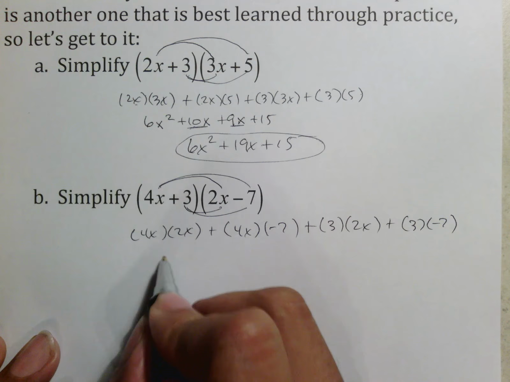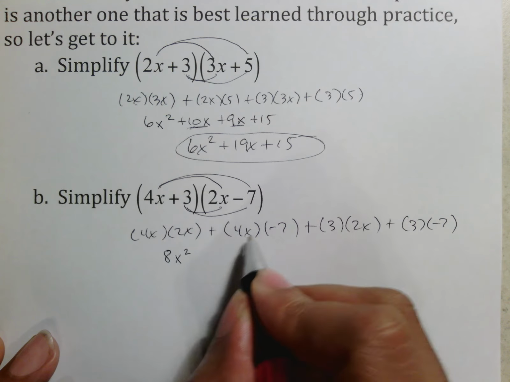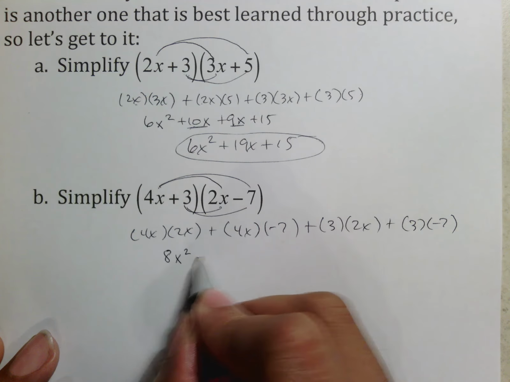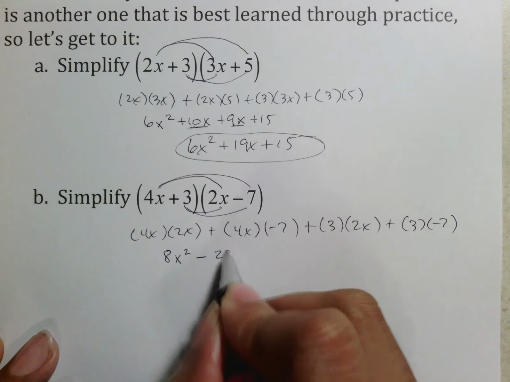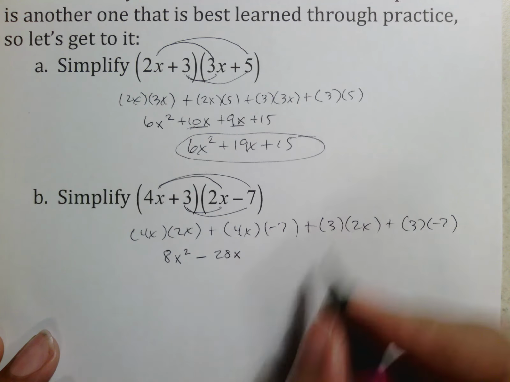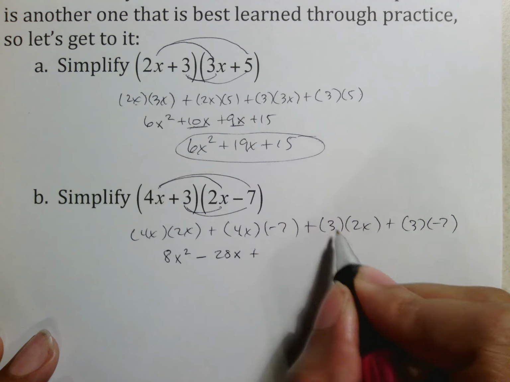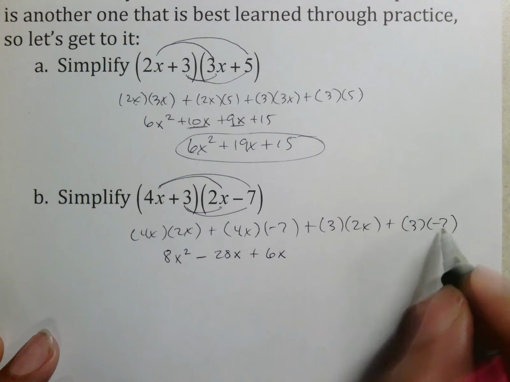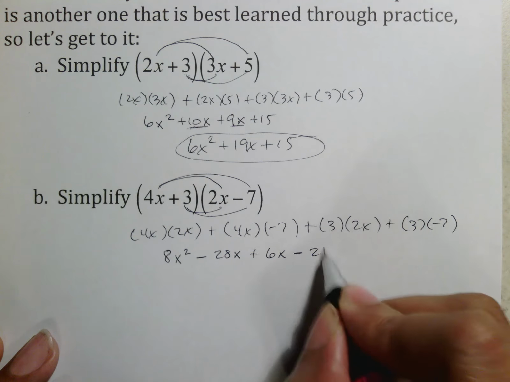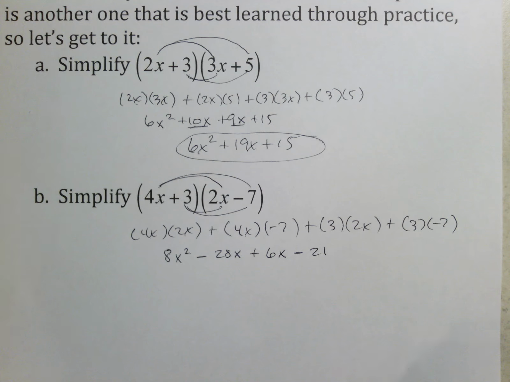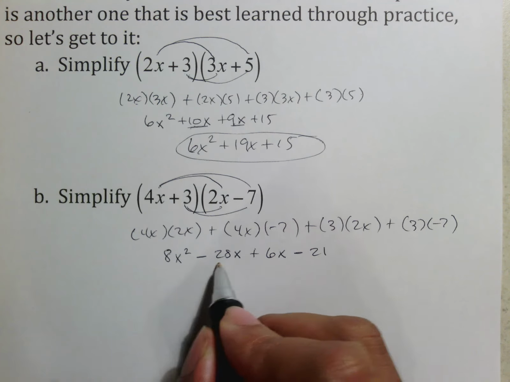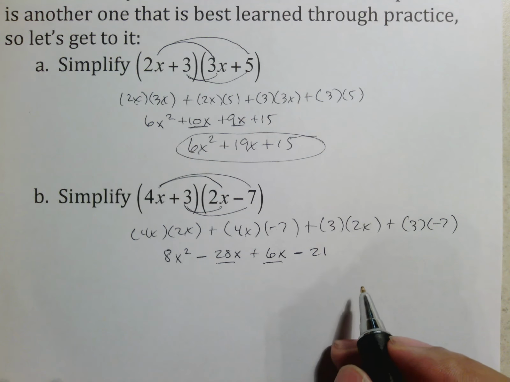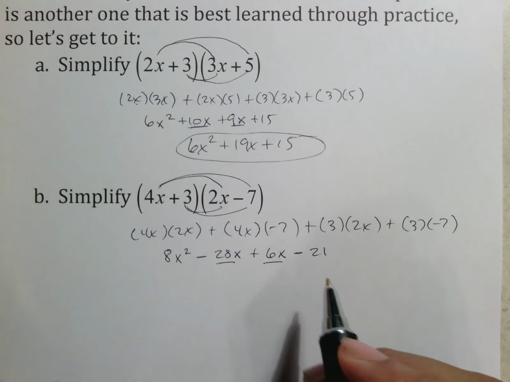It's positive 8 with 2 x's. This is going to be negative 4 times 7, 28 with 1x. This is going to be positive 3 times 2 is 6 with 1x. This is going to be negative 3 times 7, 21 with no x's. But again, at the end you have to look and say, is there any like terms? And they usually are right around here, with the easy ones at least.